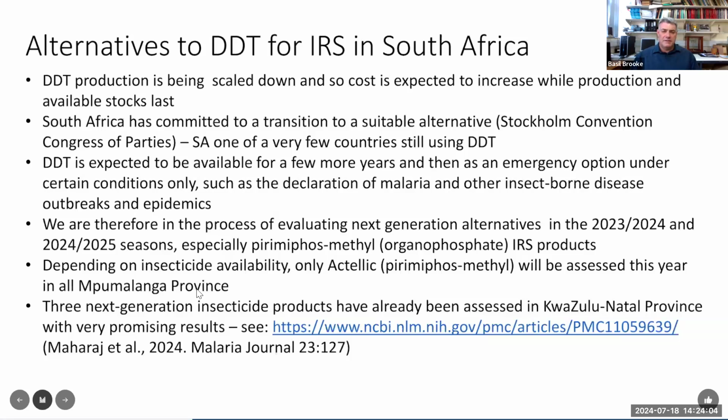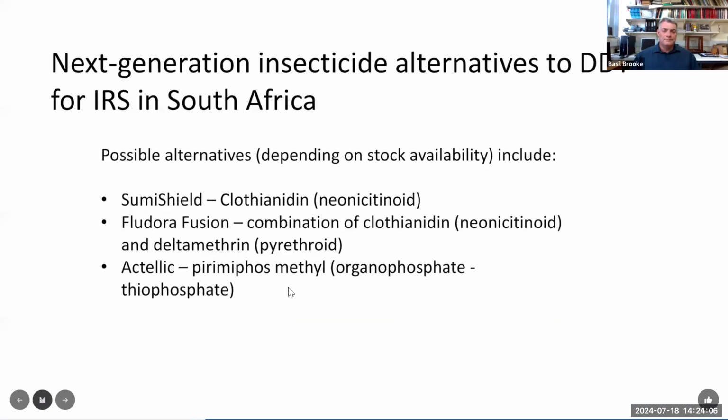Next slide, please, Natasha. So these are the other ones that are theoretically available. The clothianidin that I mentioned, which has the brand name SumiShield. Then we have a thing called Fludora Fusion, which is a combination of clothianidin and pyrethroid. And then we have the pirimiphos-methyl that I was just talking about. Next slide, please.